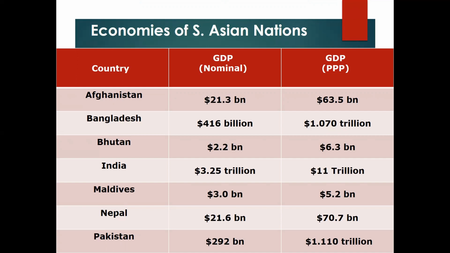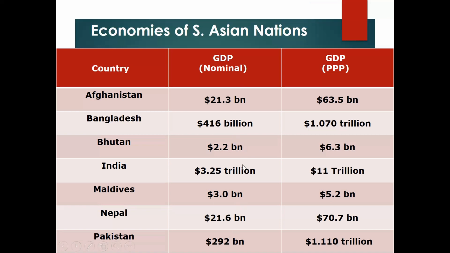India is growing at a rapid pace, and we'll discuss India in detail in a separate lecture. But I'm just giving you a snapshot of India's economic growth. Then you have smaller economies like Maldives, a very small economy, Nepal, and Pakistan, 292 billion. Pakistan's purchasing power parity is 1.110 trillion. So 292 billion, if you compare it with Bangladesh, is a smaller economy.